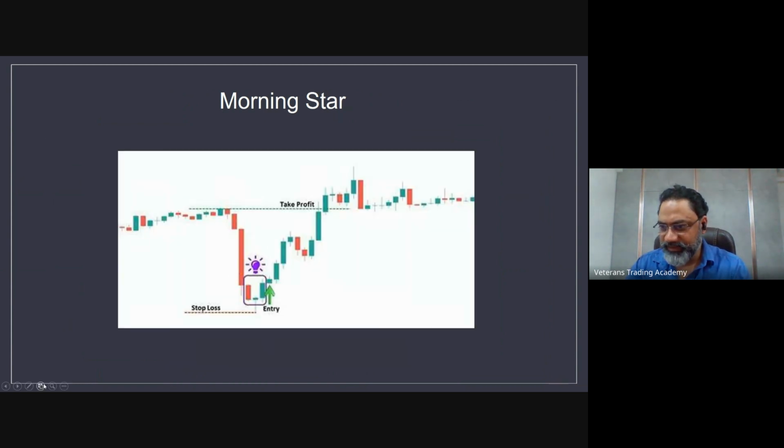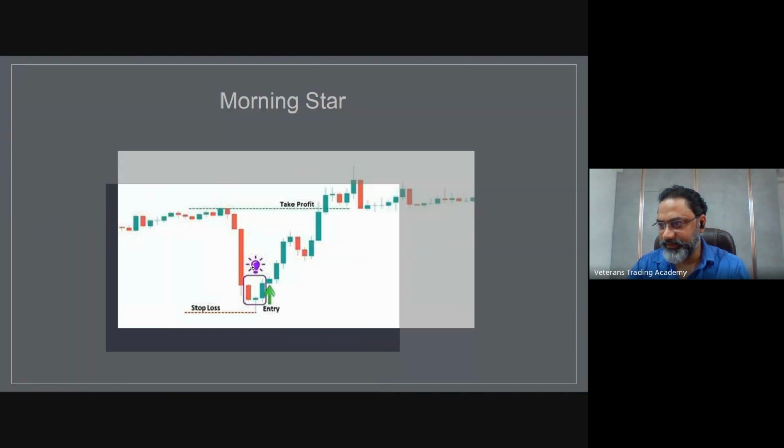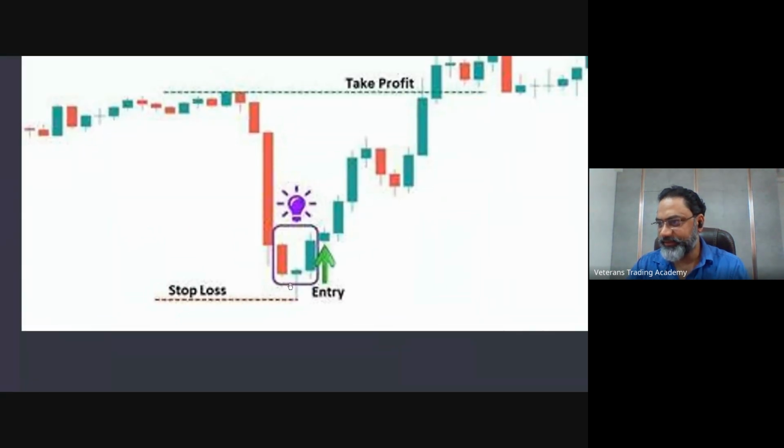So this is as shown in the picture. This is what a morning star looks like. There's a downward trend, then there's some sort of gap up and a bullish hammer, and thereafter the next day is a bullish candle.